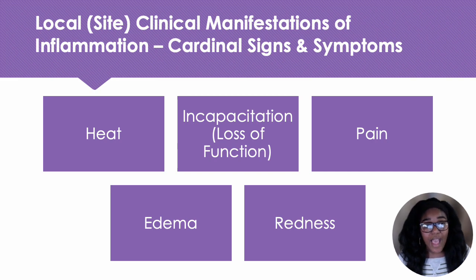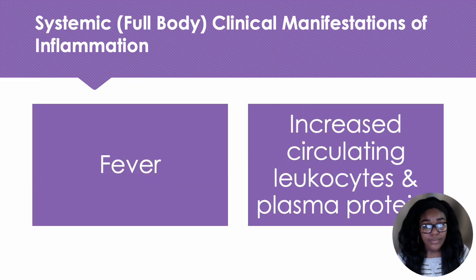These are all the 5 cardinal signs of acute inflammation in the human body. Just like we have local signs and symptoms or clinical manifestations of inflammation, we have systemic or full body clinical manifestations of inflammation. So what you'll see is fever, and that's one of the telltale signs that someone has an inflammation response or some sort of infection.